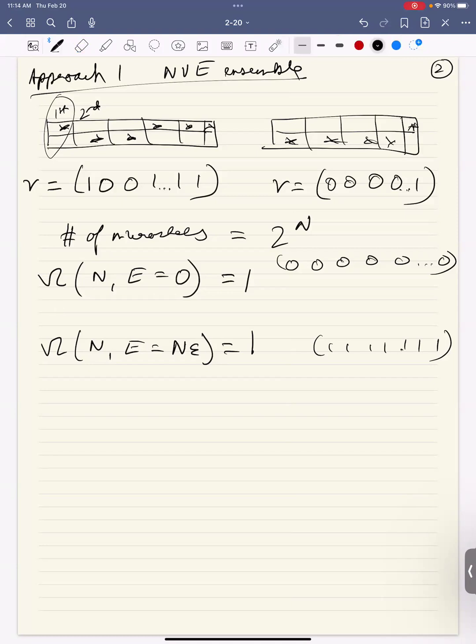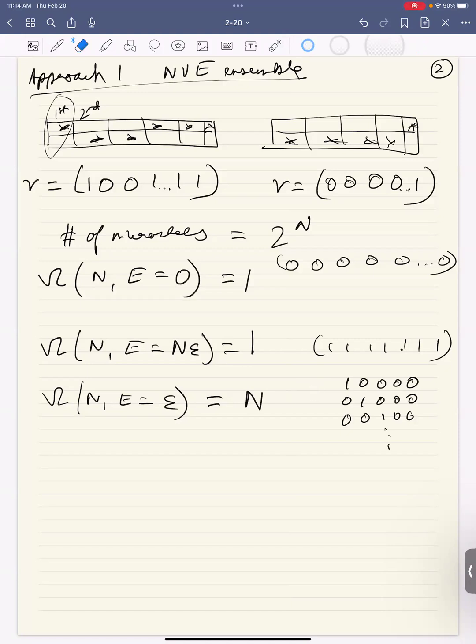If I ask you omega of NVE with energy equal to epsilon, now you have to think about it. How many such microstates will I have where n minus 1 particles are in the ground state and 1 particle is excited? N. Does everyone agree with that? Fatima, is that clear? Because how will this look? This will look like either the first one is excited, 1 0 0 0 0, or the second one is excited, or the third one is excited, and so on and so forth, right? So you have n of those.